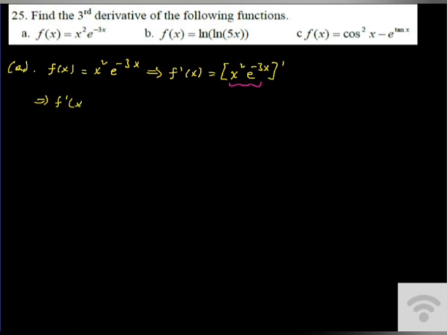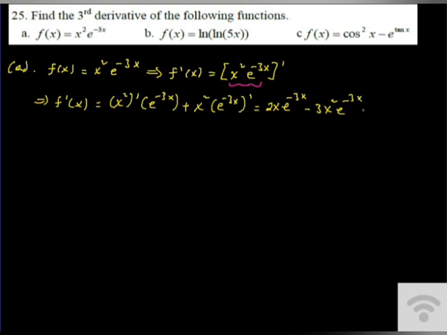So when we apply product rule for this part, we obtain f derivative at x is equals to x squared derivative times e to the power of minus 3x plus x squared times e to the power of minus 3x derivative. Okay, so this becomes 2x times e to the power of minus 3x minus 3x squared e to the power of minus 3x, or shortly it's good to write in this form, 2x minus 3x squared times e to the power of minus 3x. Okay, this is the first derivative.